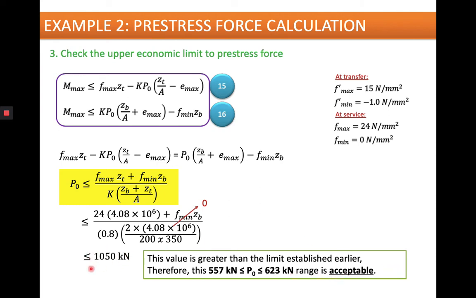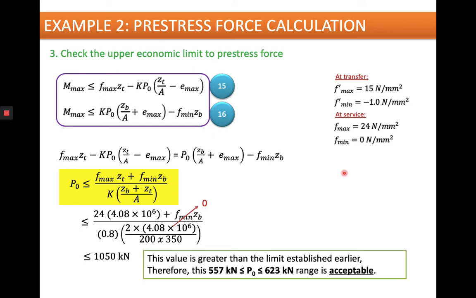So we can see here that the value of P naught that we consider in the checking of the upper economic limit shows that P naught is supposed to be less than 1050. We can see that our range is within that limit. Therefore we can consider that the P naught that we have already calculated is acceptable. I think that will be the end of our lecture for this week.